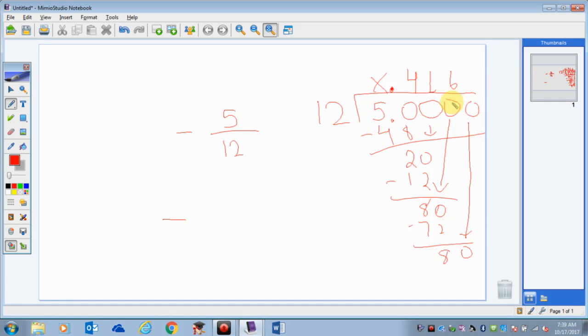12 will go into 86 times. 12 times 6 is 72. And I get 8 again. So I can already see that I've got a repeating decimal here. It's going to be 0.41666666 forever. So what I got to look at here is what is repeating.